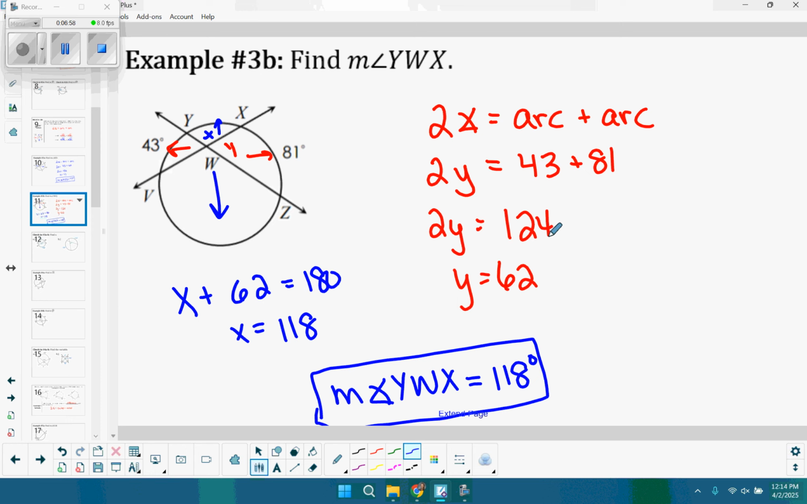My other option for this particular problem would have been to find 43 plus 81, which is 124, and take that away from 360, because that would be what the remaining 2 arcs added to. So then 2 times angle X would have been whatever that sum was, or technically difference, and that would be how we could solve for X.